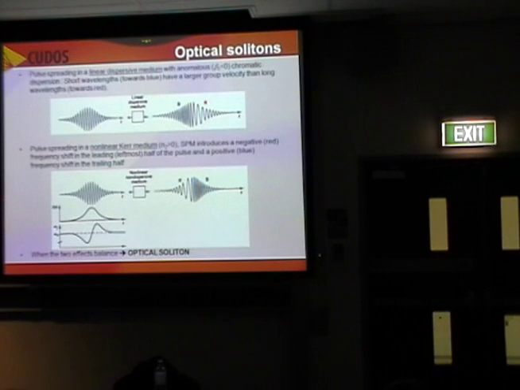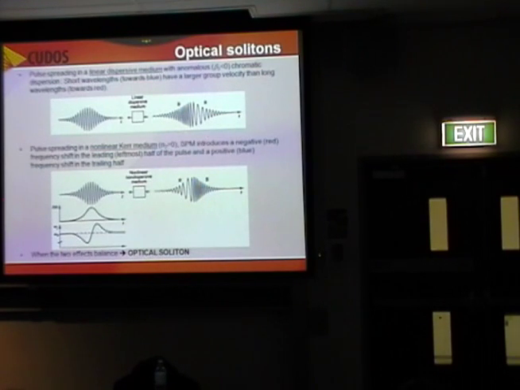This is in time. So that's longer time, so that's actually the back of the pulse. And the blue wavelengths are at the back, or the front, depending if this is time or space. So that's dispersion.